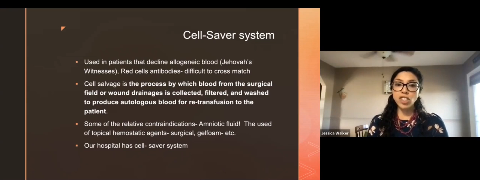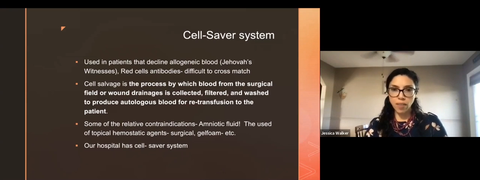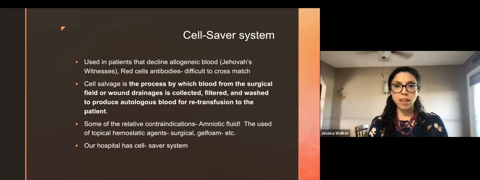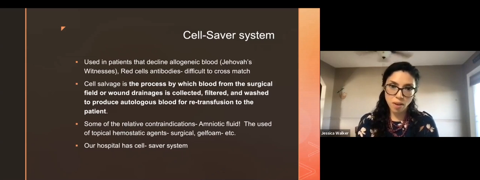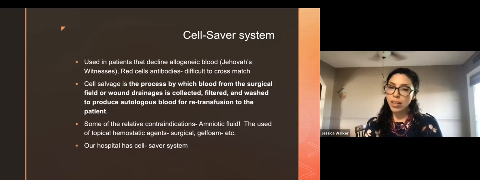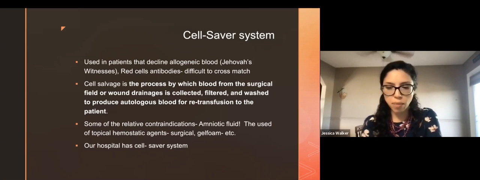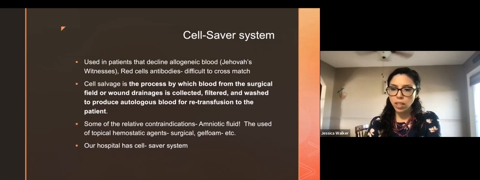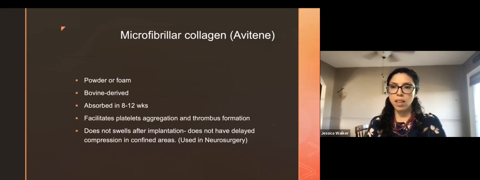Some of the contraindications or relative contraindications I found are amniotic fluid and some of the topical agents, which are most of the ones we will discuss today, like Surgicel and Surgifoam. Arista apparently is not one of them. You guys might already know that our hospital does have the cell saver system in the ORs. I've never seen it used.